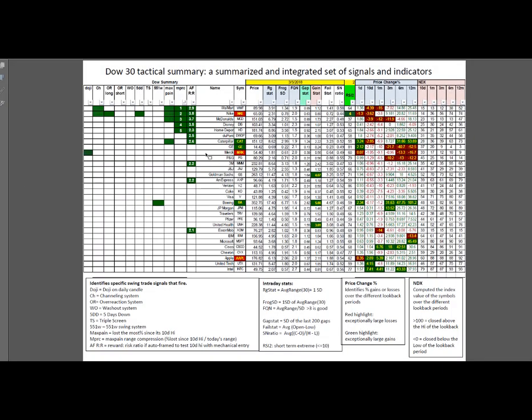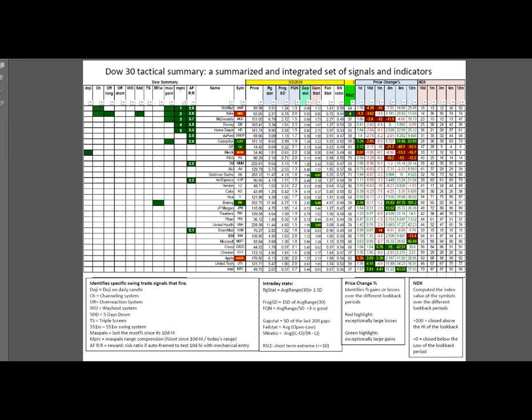The Dow Tactical, lots to choose from on the auto framer. Walmart, Nike, McDonald's, Disney, Home Depot, DuPont. Couple channelings, 5DD. So Nike's interesting. Channeling, overreaction, 5DD, a max pain, 3.7 on the auto framer, and turned in one of the better performances today, 1.86. So from extreme conditions come extreme results, and that's why I like paying attention to those max pain guys.